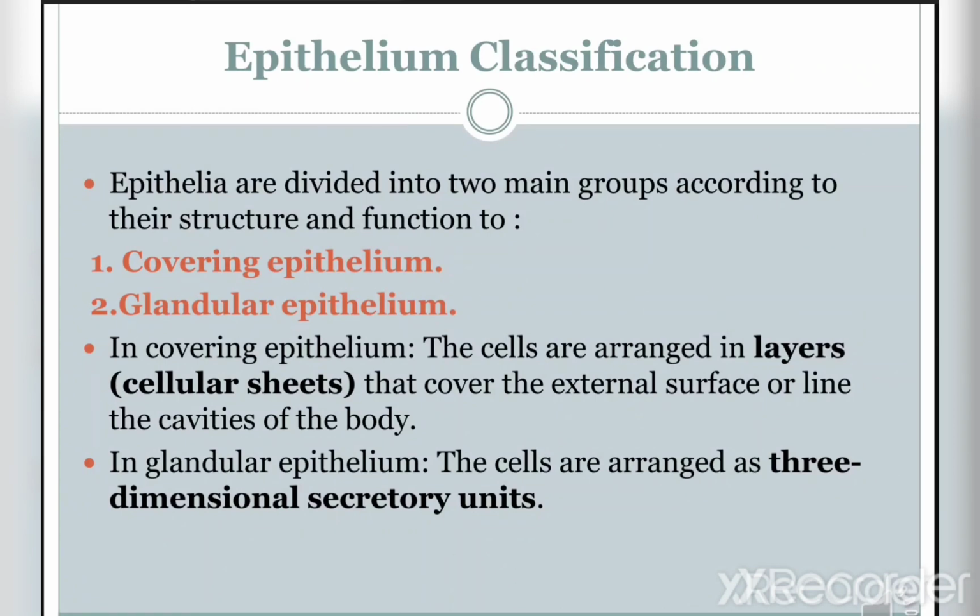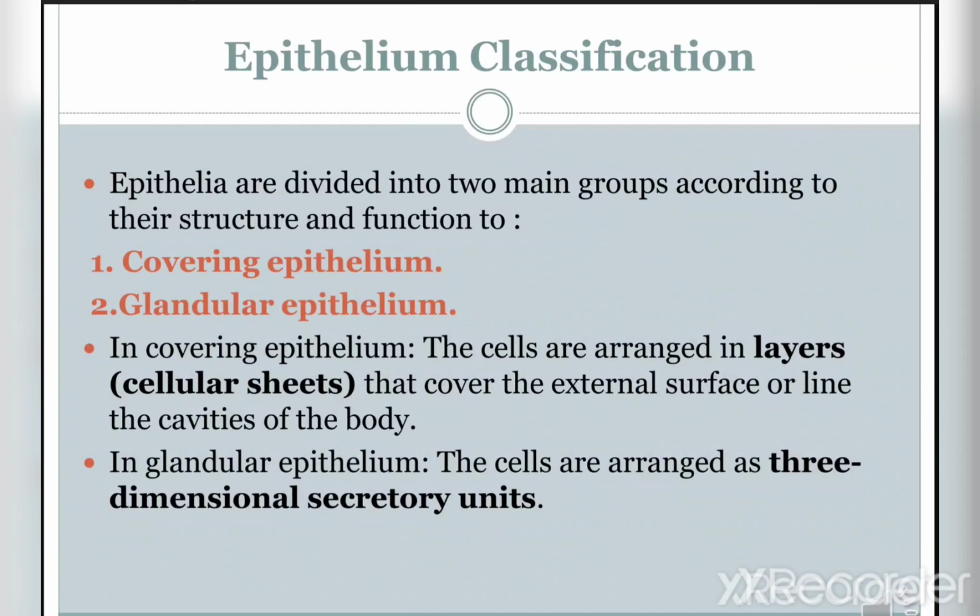The covering one is the type of epithelium which covers the surface of the body, for example in the skin, or lines the cavities in the body, for example the cavity of the GI tract, the cavity of the urinary tract, and any cavity in the body. While the glandular one is formed in the form of three-dimensional groups of cells that is responsible for secretion of certain enzymes and hormones. So they are acting as glands.